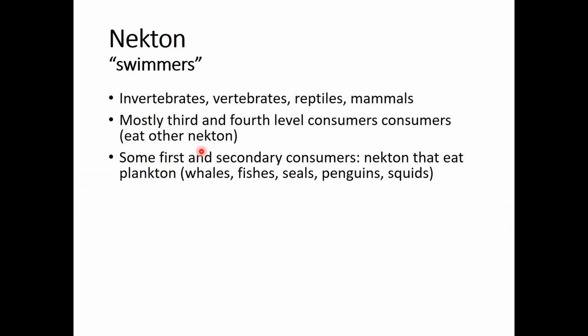And then we have nekton, the strong swimmers, and there are many different species of nekton found in the epipelagic. We have invertebrates, vertebrates, reptiles, marine mammals. The nekton tend to be mostly third and fourth level consumers, so they're eating other nekton. But there are some smaller nekton that are primary or secondary consumers, or nekton that eat plankton. So whales are an example. Whales that are feeding on krill would be a secondary consumer. But a lot of the nekton we see in the epipelagic are these third and fourth level consumers.